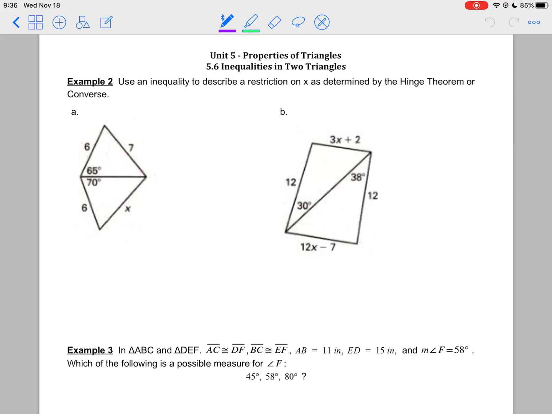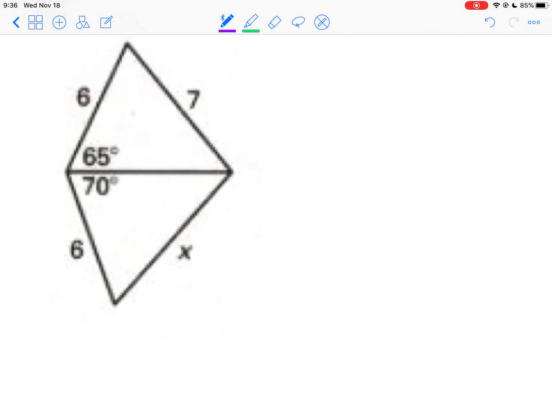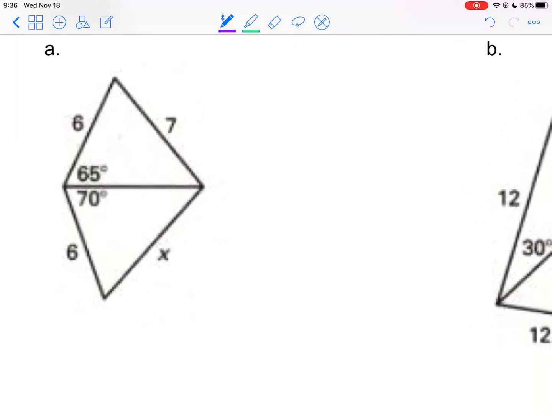So next we're going to use an inequality to describe a restriction on x as determined by the hinge theorem or the hinge converse. So what we look at is here we're going to be using expressions instead of just letters and names and such. So I find where my congruent sides are. So this side that's 6 is going to be congruent to the other side that's 6. And then I have a shared side, so that's my reflexive property. So that will be the hinge of the hinge theorem.